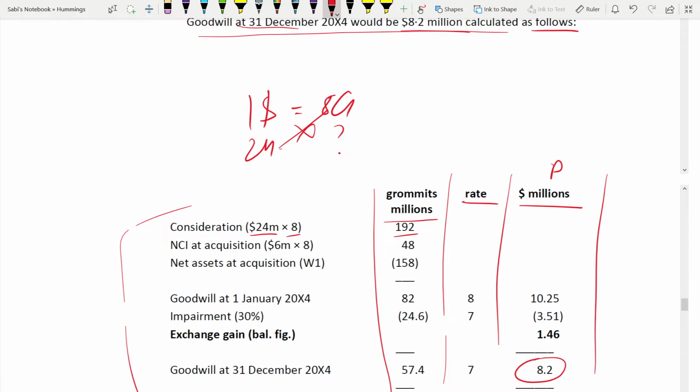First, everything in grommet. Even though it's in dollar, you must be asking me a question that the consideration is in dollar, 24 million. Then why are we converting back to grommet and then again to dollar? The reason is because the rule says goodwill you have to calculate in the functional currency of the subsidiary first. And then you have to convert using the rate to the dollar.